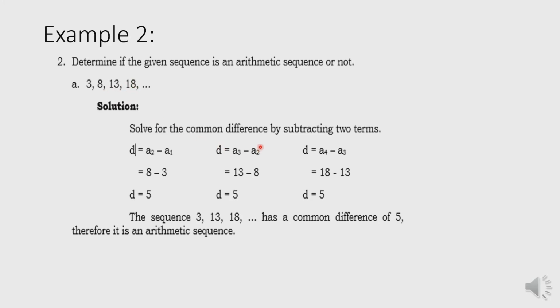Or you have a sub 3, 13, minus a sub 2, 8. So 13 minus 8 is 5. A sub 2, 8, minus 3, a sub 1. So you got 5. So the common difference is 5. Therefore, the sequence 3, 8, 13, and 18 has a common difference of 5. Therefore, it is an arithmetic sequence. So when a sequence has a common difference, then it is an arithmetic sequence. Okay? So bear that in mind.